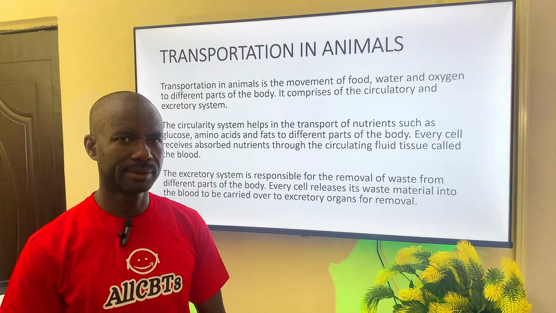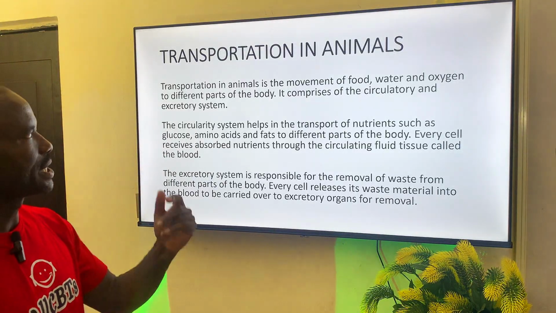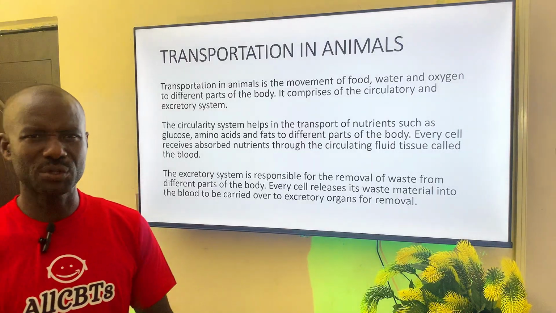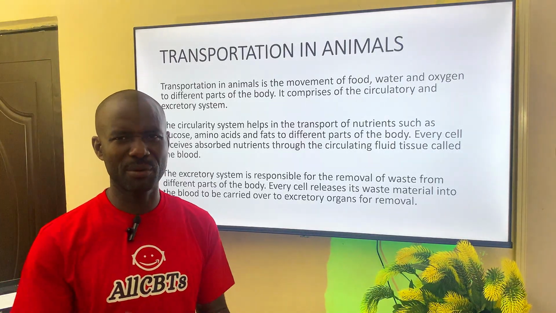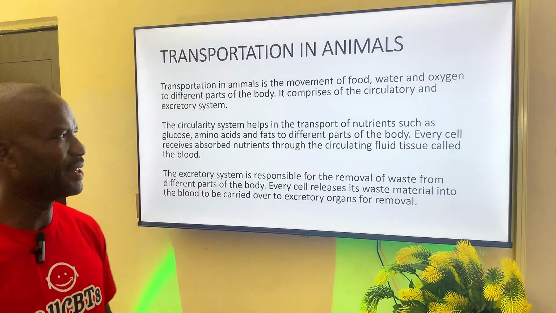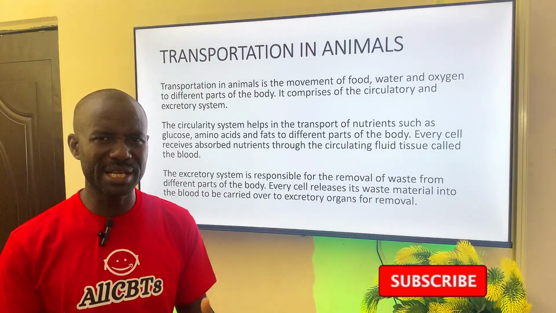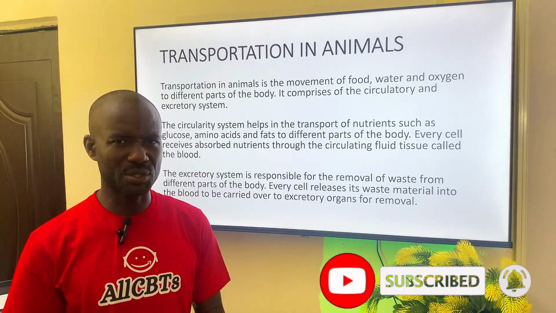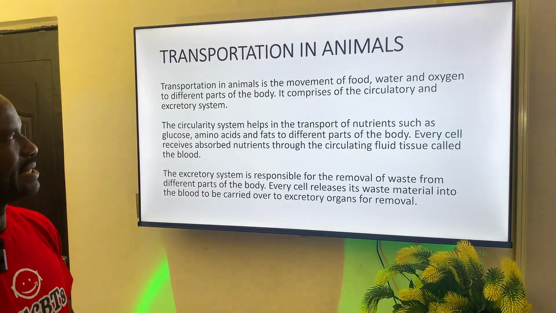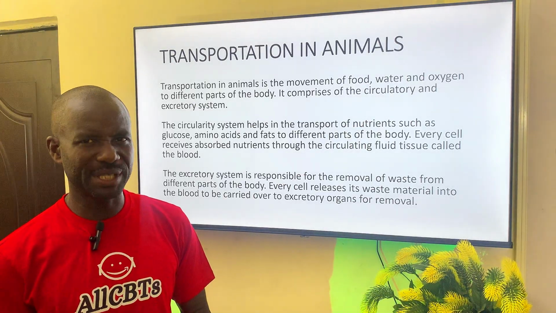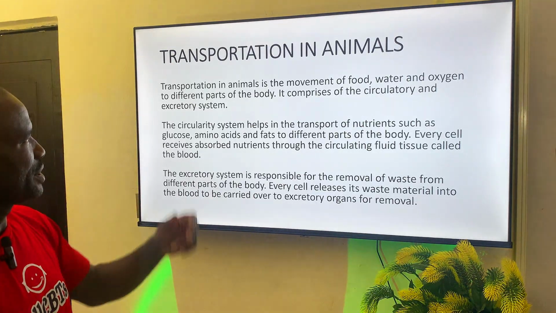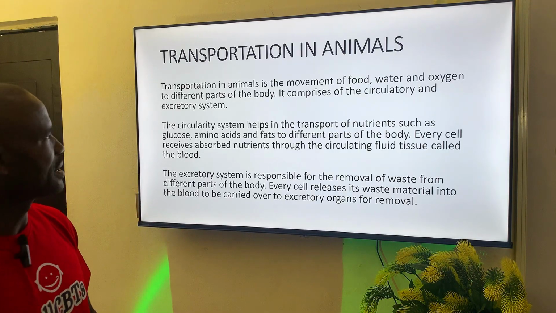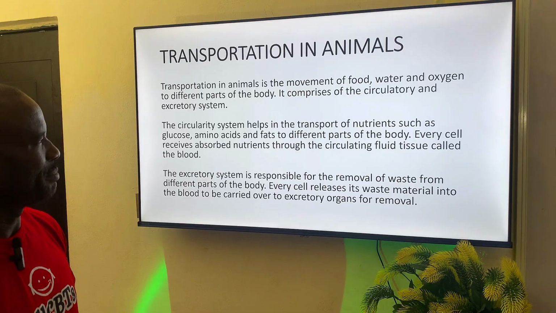Welcome back. All right. So we said transportation, and by the way, what do we mean by transport system? Of course, transportation simply means movement from one end to the other. But in the case of living things, we are looking at metabolic materials, where they are being produced and where they are being stored. But we want to look at transportation in animals. Transportation in animals is the movement of food, water, oxygen to different parts of the body.